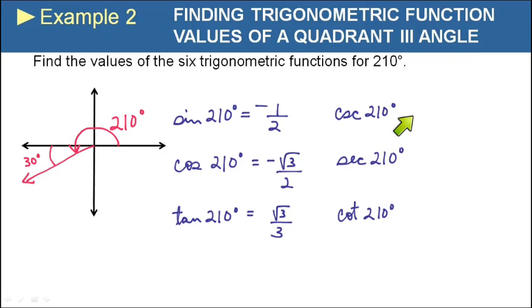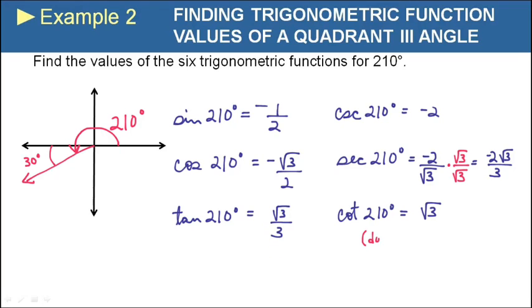Now the other three functions we know are reciprocals of the first three. So cosecant is going to be negative 2. Secant is going to be negative 2 over square root of 3, but if we rationalize that, we'll get negative 2 square root of 3 over 3. Cotangent is going to be, well, I don't want to rationalize this. I want to remember that this has already been rationalized. Before we rationalized it, it was 1 over square root of 3. So when we turn that over to do the reciprocal, we get square root of 3.